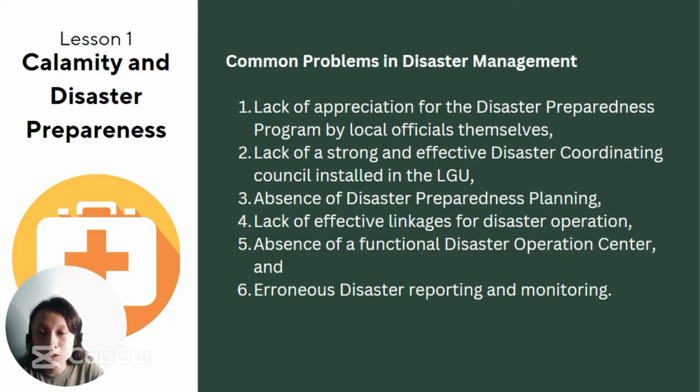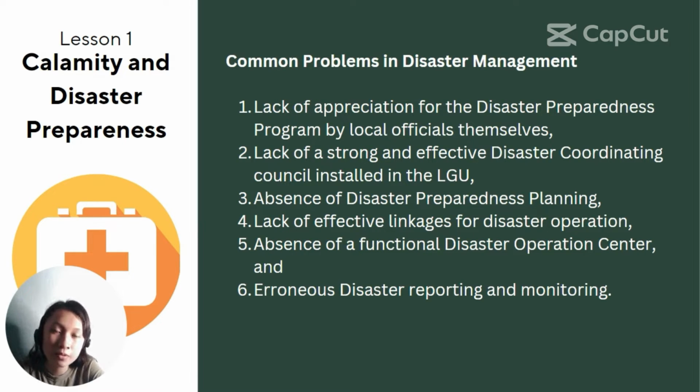Okay, next is common problems in disaster management. Number 1 is that the efforts of local officials to educate us for disaster preparedness programs are not appreciated. That is, lack of appreciation for the disaster preparedness program by local officials themselves. Then number 2, lack of a strong and effective disaster coordinating council installed in the LGU, meaning governance in coordination is not effective or strong.